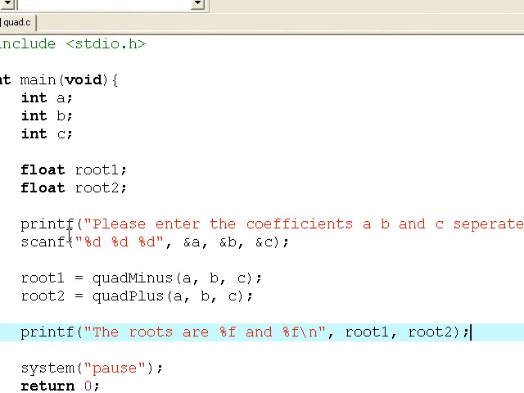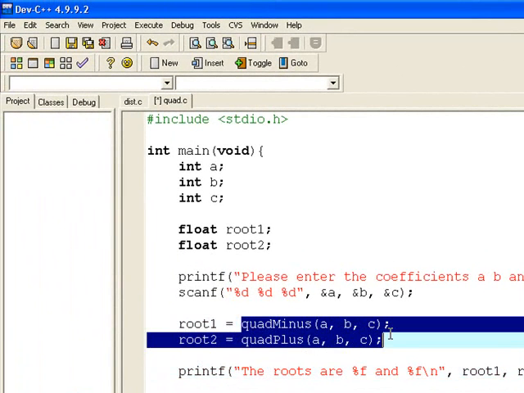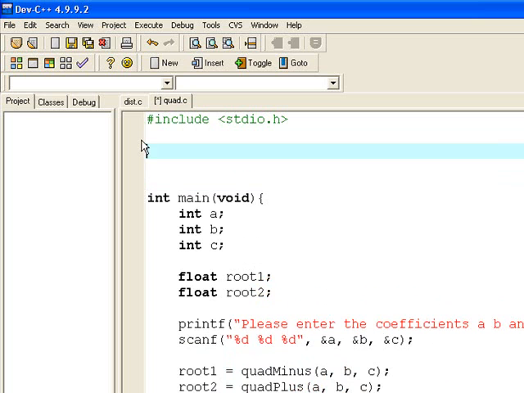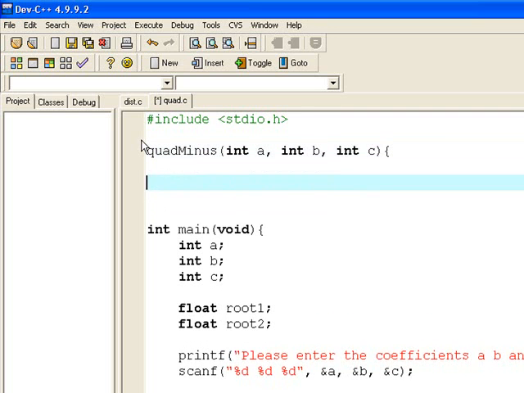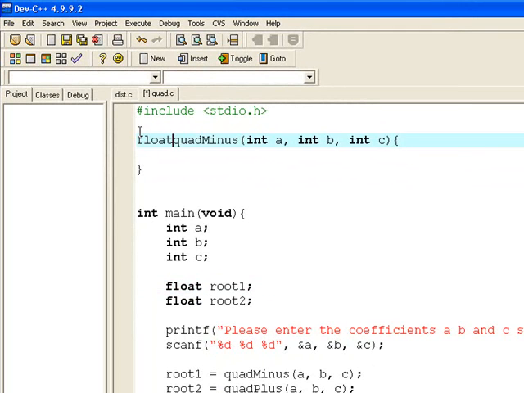Now, of course, we haven't actually written the functions yet to calculate these, but that's effectively how this is going to work. So we're going to have to write this function here and the other function there. So we'll write those up here. So quad minus, first of all. We're sending it a, b, and c, which are three integers, so we say int a, int b, int c. And it's going to return a floating point number, because we can see it's been assigned to root 1. So we'll write float in front of it.